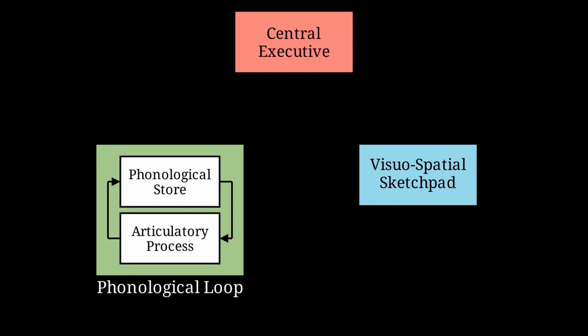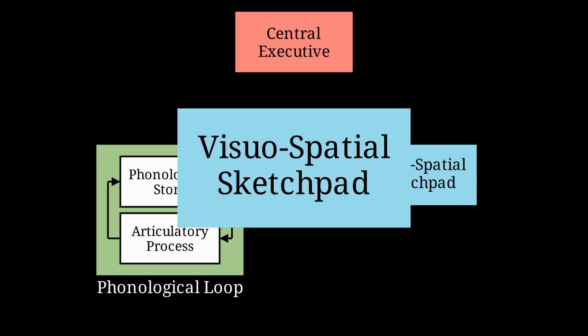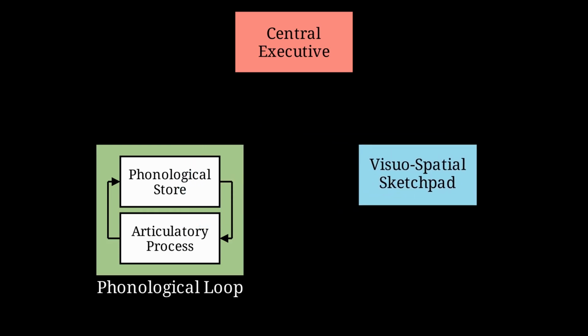It was found that visual memory was distinct from the phonological loop, since experiments that overloaded the phonological loop did not have any effect on recalling visual information. This component was formalized into the visual spatial sketchpad. It helps us with manipulating visual information.